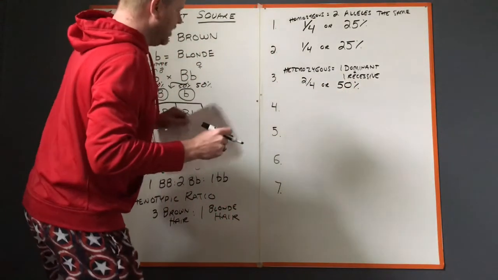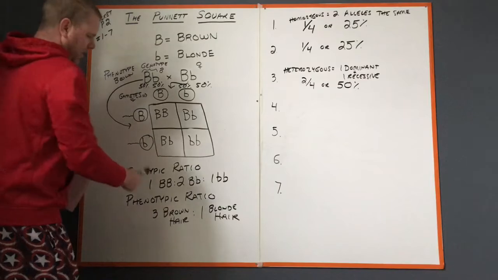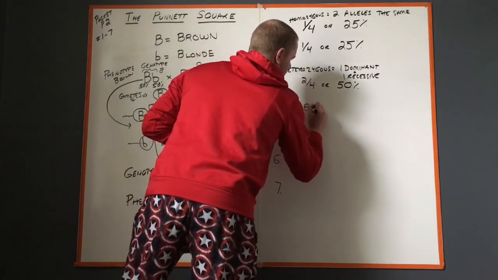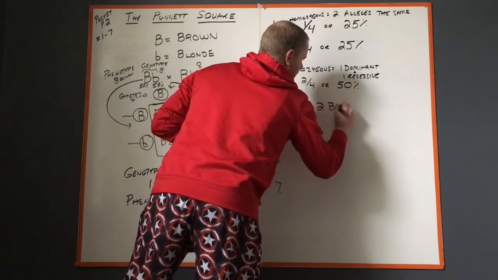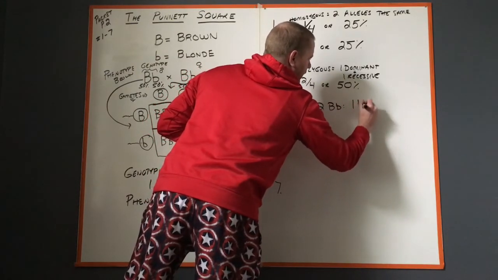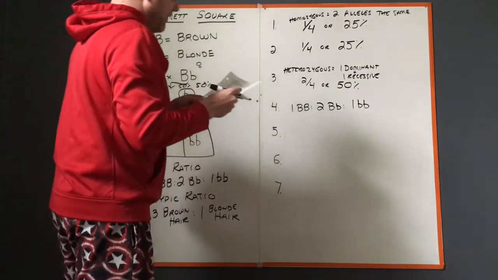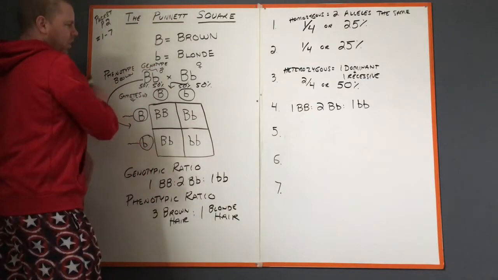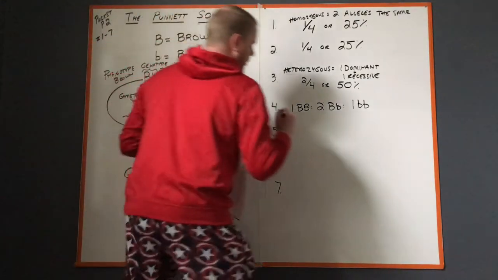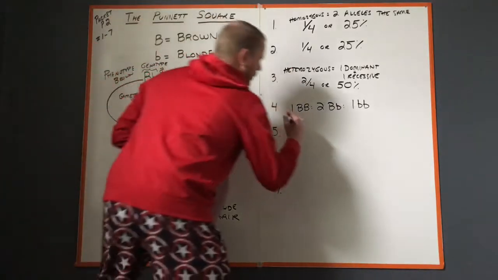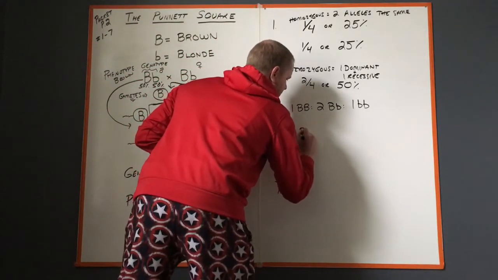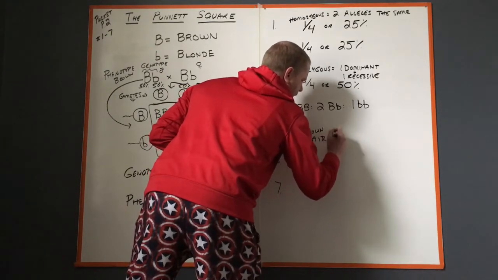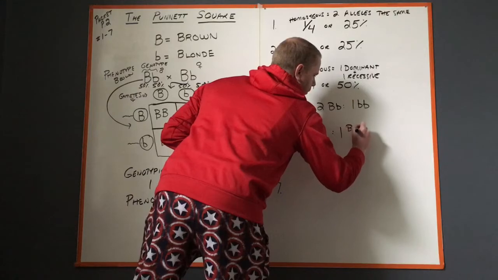Number 4, what is the genotypic ratio? Well, look at that. We already did it. It's right here. We have 1 big B, big B for every 2 big B, little b, for every 1 little b, little b. Number 5, what is the phenotypic ratio? Phenotype meaning what does it look like? All right, well, what we had here, as you can see at the bottom, is we had 3 organisms that would have brown hair if we had 4. So 3 with brown hair for every 1 with blonde hair.